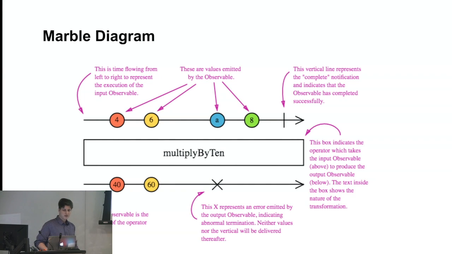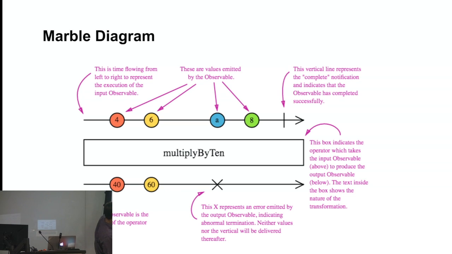Marble diagrams. Operators are described using these marble diagrams, which at first I actually didn't really know how to read, but you start here and you kind of walk along the timeline. The top is the first observable, then this is the operator, and then this is the observable that comes out of it.